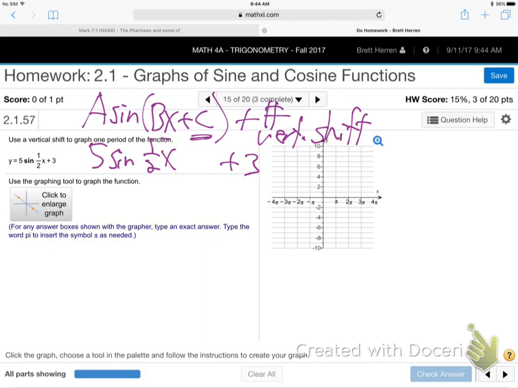What that means is it's not plugged into the sine function. It's added afterwards. Like if you're doing it on your calculator, that 3 is not plugged into the sine. It's not the sine of that 3. It's just the sine of the half x. The 3 doesn't get plugged into the sine function.